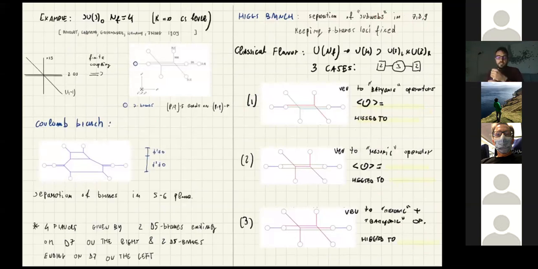So any questions on this? You have a question in the chat. How to distinguish the conifold singularity and the conformal limit of SU(2)?